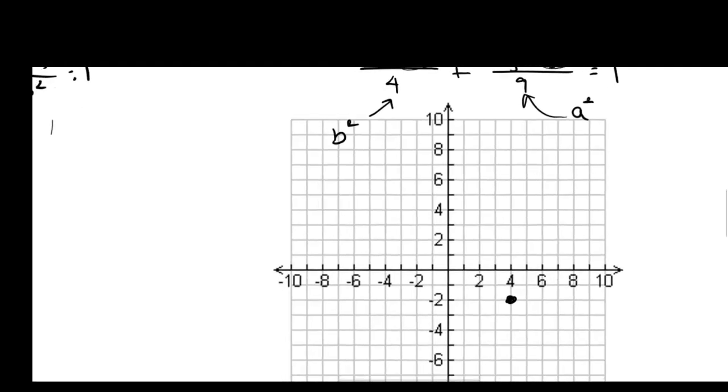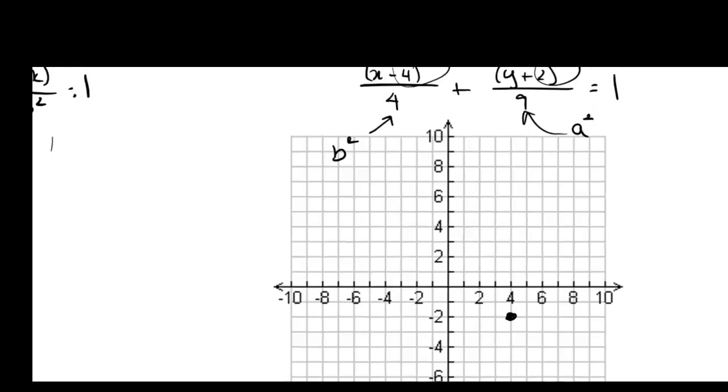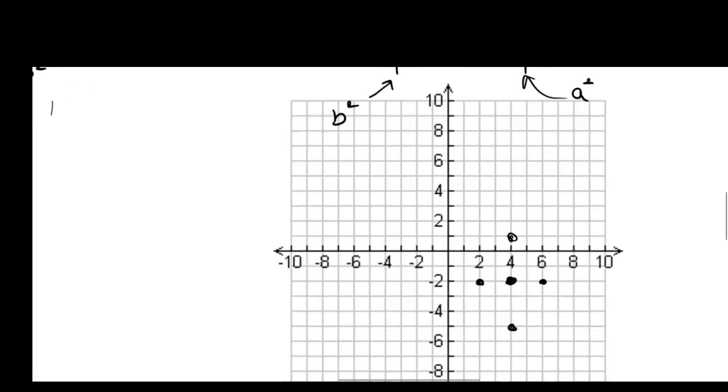So this tells us it is a y major axis ellipse, and what we will do is take the square root of both of these numbers. So 9 will be plus and minus 3, and we will go up and down 3 units from the center to find the vertices. 1, 2, 3, 1, 2, 3 here. And now for 4, we'll take the square root, which will be plus and minus 2, and these will be the co-vertices. And we will plot them 2 places left and right from the center, and we will just connect the dots.